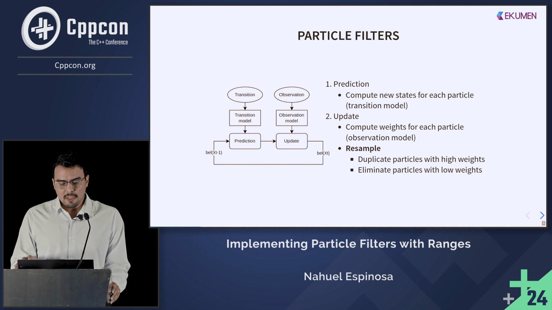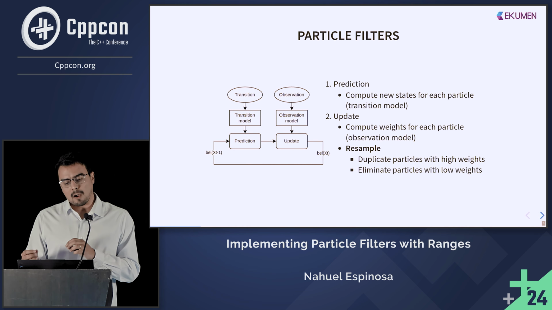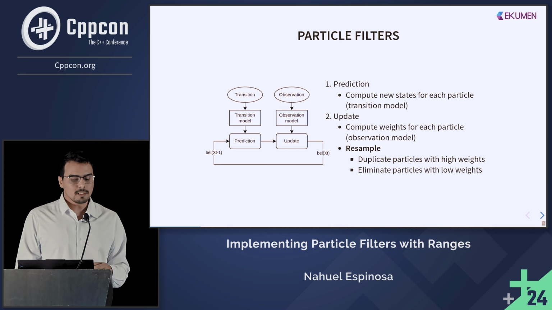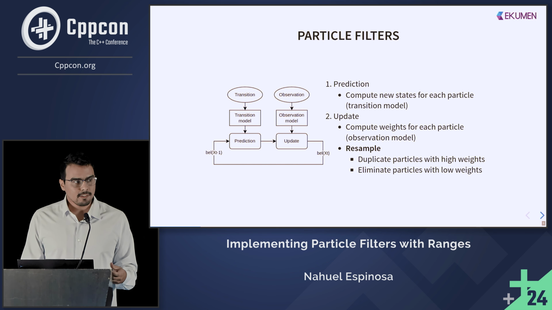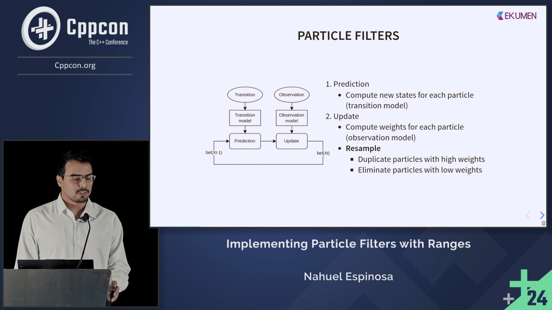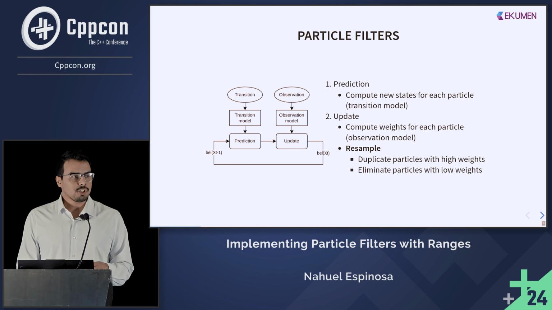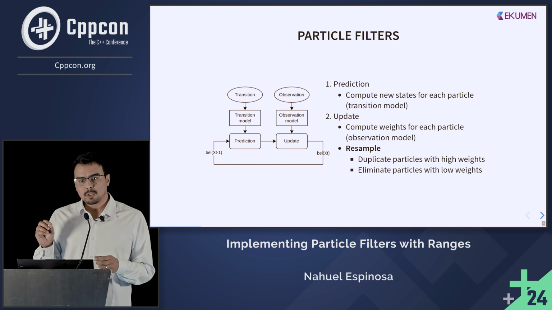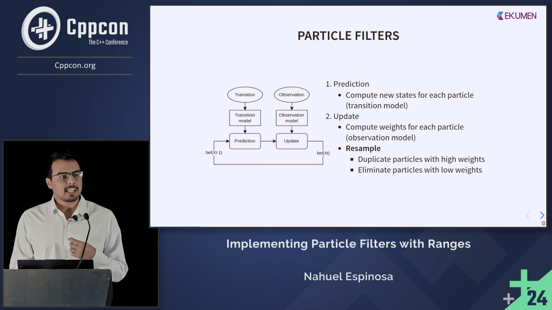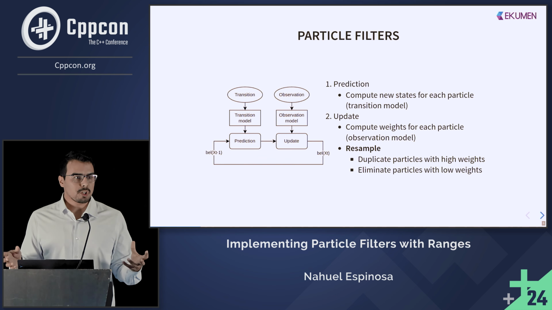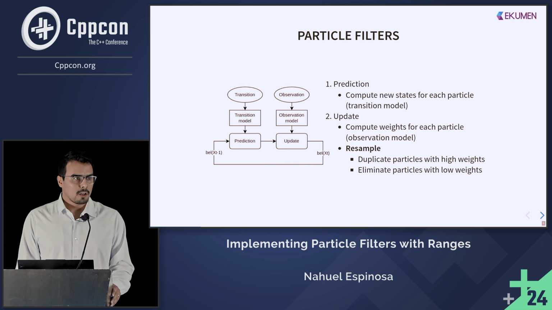In these algorithms, the prediction step consists of computing new states for each particle based on the transition model, and the update stage consists of computing weights for each particle based on observations. And there is a step during the update stage that's called resampling, and what we'll do is duplicate particles with high weights and eliminate those with low weights. The reason for that is that we want to keep our distribution representative of the state we're trying to estimate.